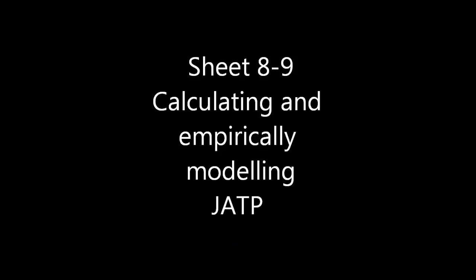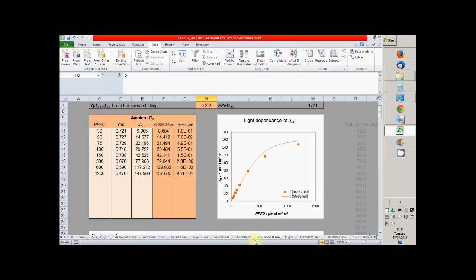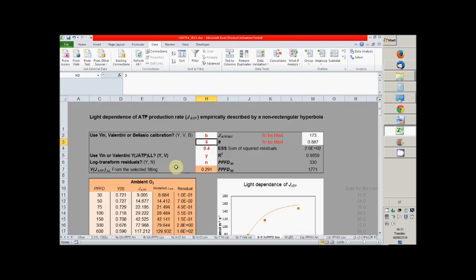Sheet 8.9 first calculates a value for JATP at each light intensity, then fits a non-rectangular hyperbola to the light response of JATP. So to use this sheet, first we have to specify how to calculate JATP. Three calibrations are available: Yin, Valentini and Bellasio calibration.